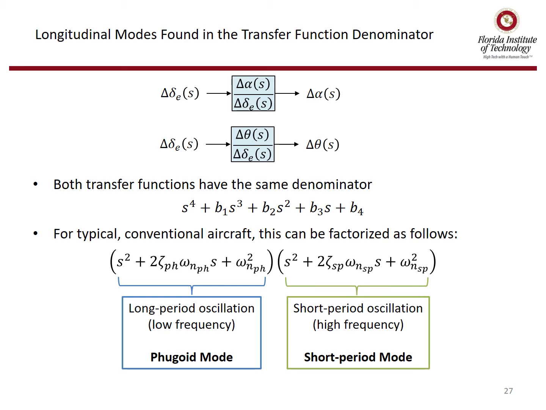This fourth order polynomial can then be factored into two second order polynomials, and both of those can be put into the frequency and damping form, where we can see what the damping ratio and the natural frequency are. One of the modes has a long period oscillation and a low frequency, and that's called the phugoid mode. The other has a short period oscillation, or high frequency, and it's called the short period mode.